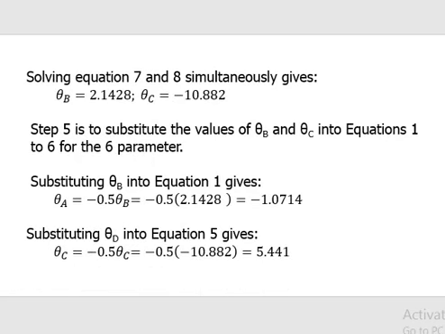Solving equations 7 and 8 simultaneously gives theta B equals 2.1428 and theta C equals minus 10.88. Step 5 is to substitute the values of theta B and theta C into equations 1 to 6 for the 6 parameters. Substituting theta B into equation 1 and solving gives theta A equals minus 1.0714. Substituting theta C into equation 5 gives theta D as 5.441.